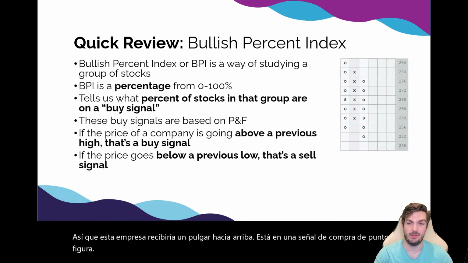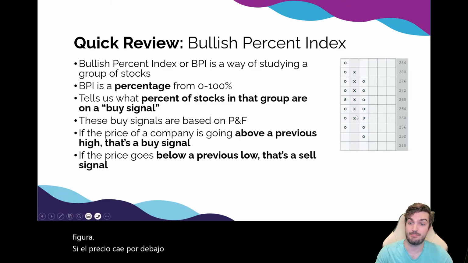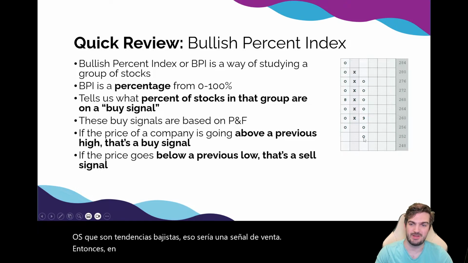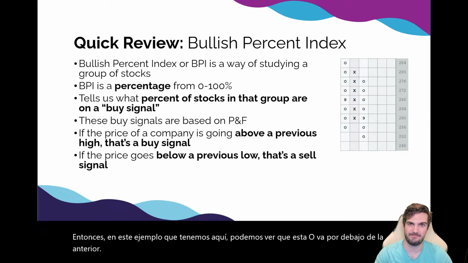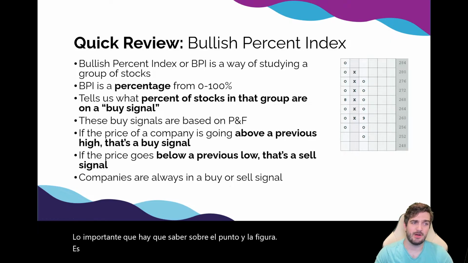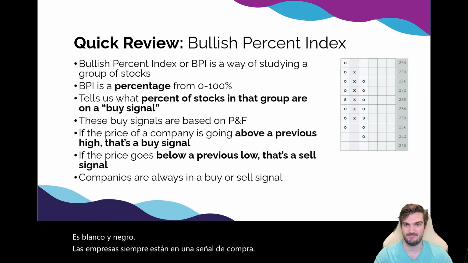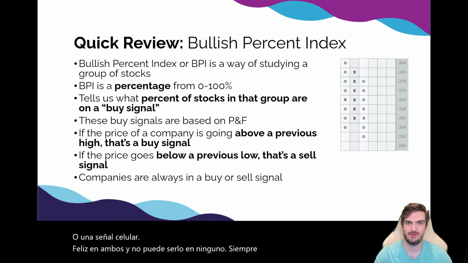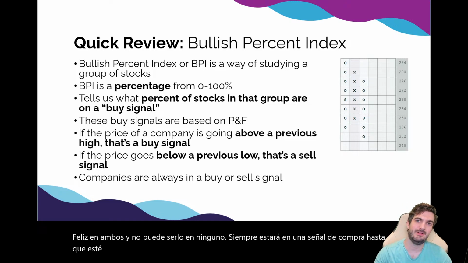If the price goes below a previous low or below a previous column of O's, which are our downtrends, that would be a sell signal. So in this example we have here, we can see this O goes below the previous, and that would be a sell signal. The important thing to know about point and figure is it's black and white. Companies are always in either a buy signal or a sell signal. Can't be in both, and it can't be in neither. It will always be in a buy signal until it's in a sell, and then a sell until it's in a buy.